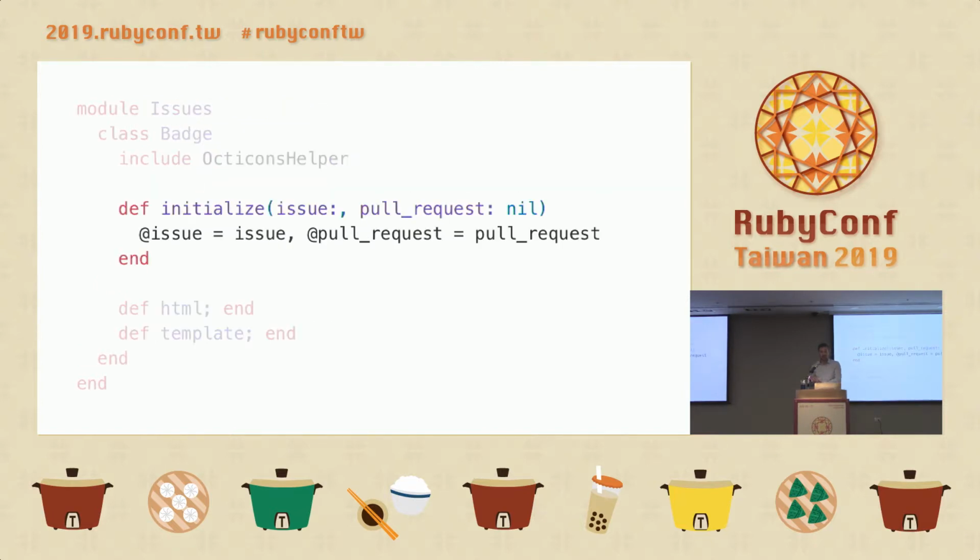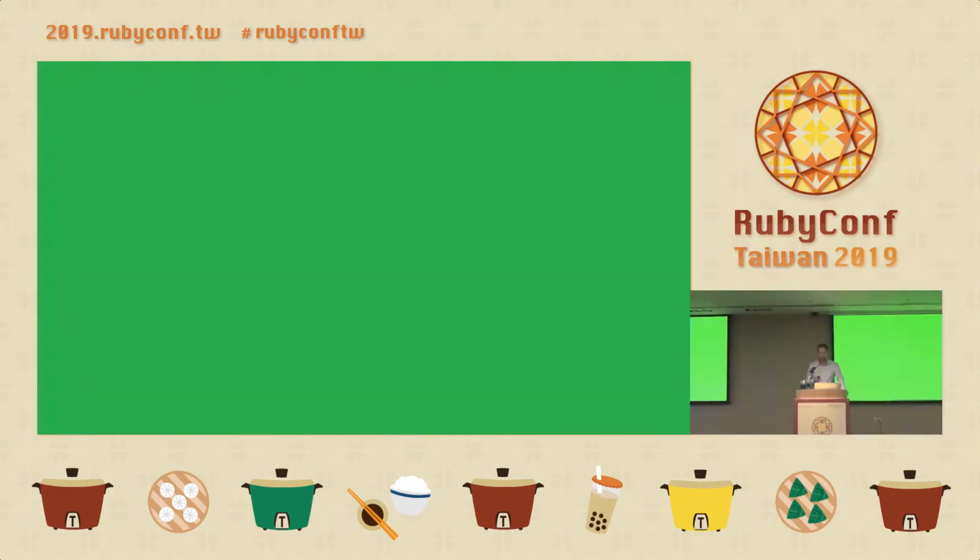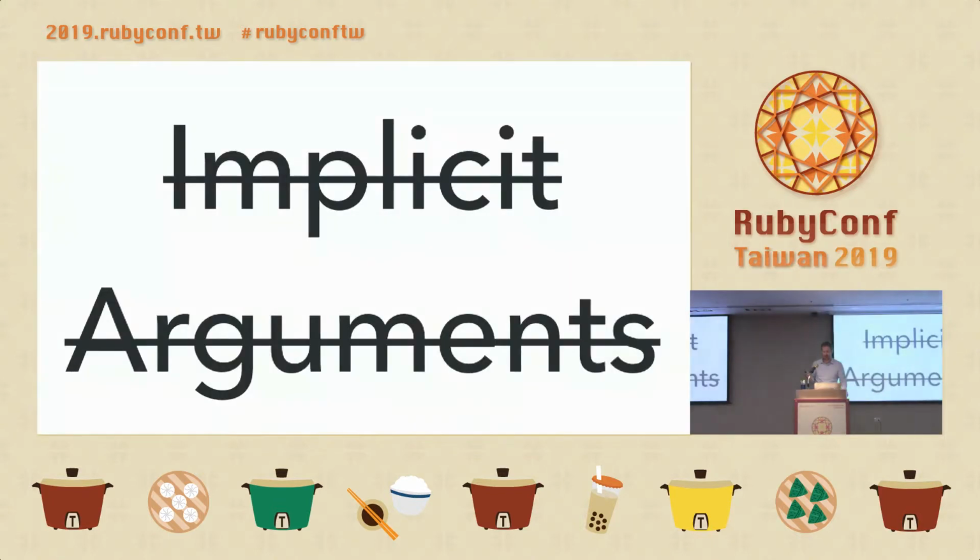And then we'll need to define an initializer on our component. If you remember back to our data model, we'll let pull request be nil, as not all issues have pull requests. Now that we have an issue, we can reference it in our template, like so. So let's run our test again, and we're green. But did you see what we just did there? We gave ourselves an interface, which means we don't have implicit arguments for our view anymore.